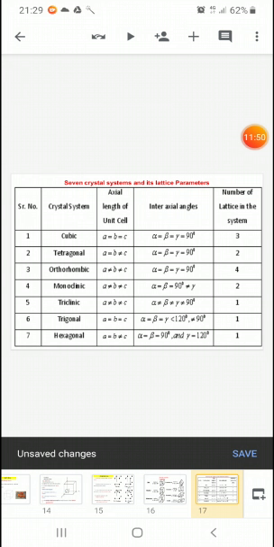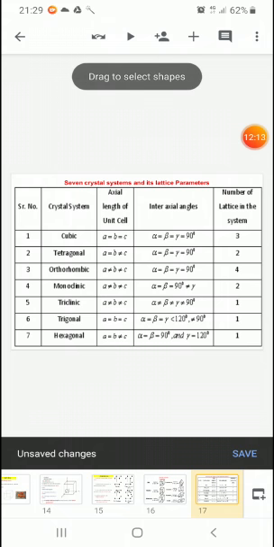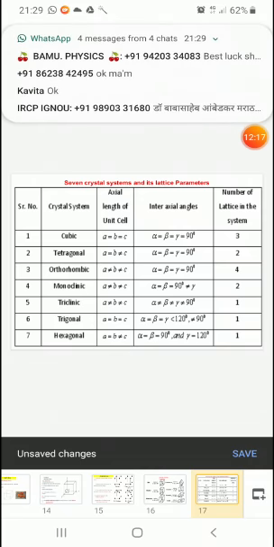The next system is the orthorhombic system. In the orthorhombic system, the axial lengths are A not equal to B not equal to C, as shown in the figure. The interaxial angles are alpha equals beta equals gamma equals 90 degrees, and the number of lattices is 4.